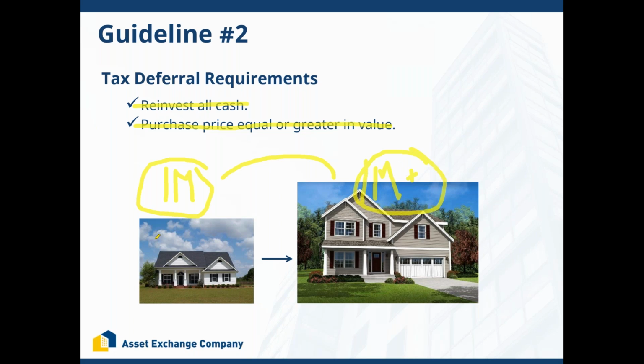And you need to spend all of your cash. So you sold for $1 million, you paid off a $700,000 loan, that gives you $300,000 of cash. That cash needs to be used as a down payment on this property and you're buying for $1 million or more, so you're going to have to go out and either get a loan or bring in additional cash of $700,000.